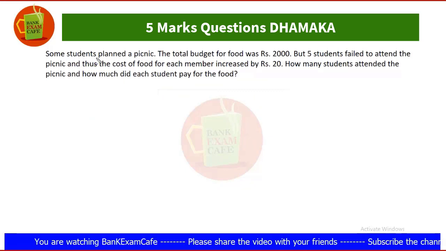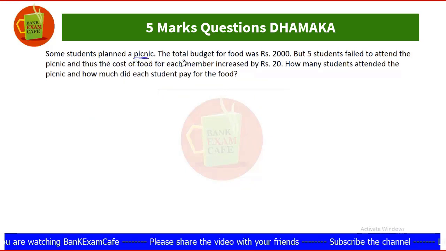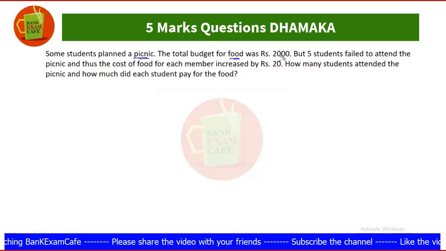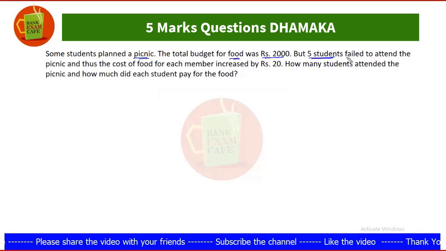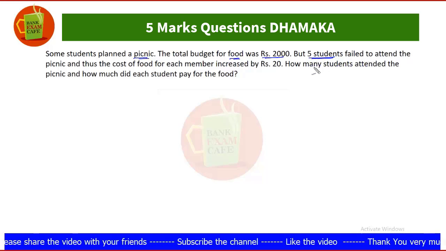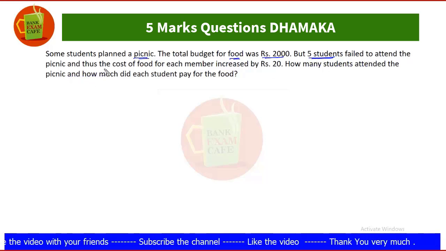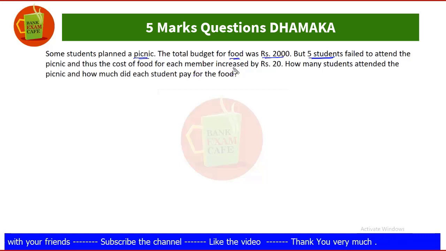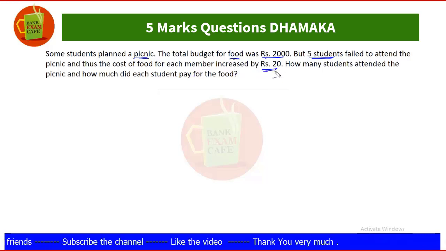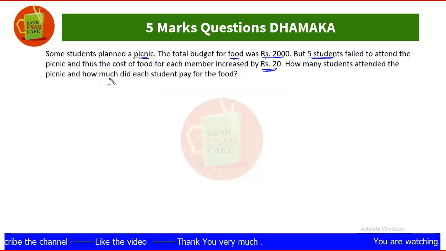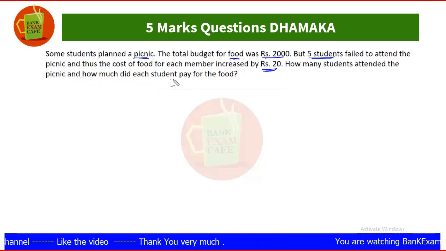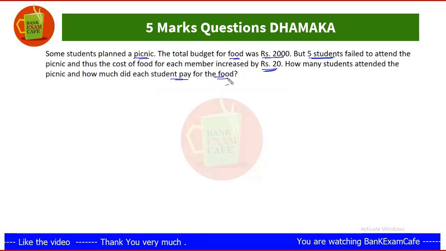Next question is, some students planned a picnic. The total budget for food was rupees 2000, but 5 students failed to attend the picnic, and thus the cost of the food for each member increased by rupees 20. How many students attended the picnic, and how much did each student pay for the food?